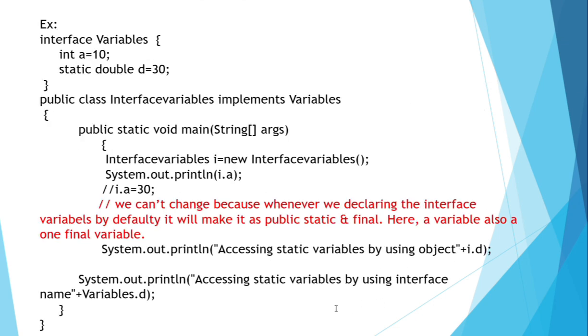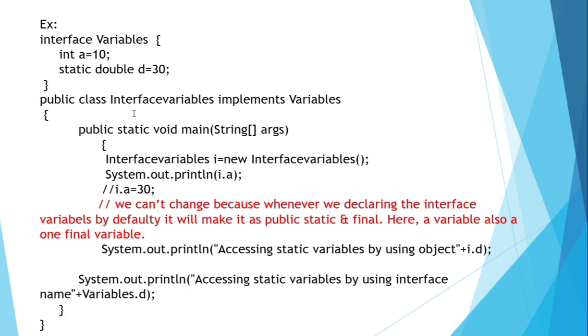This is a small example for interface variables. Here Variables is the name of the interface. Here int A equals 10, and static double D equals 30. Here D is a static variable. Variables declared using the static keyword are called static variables. By default, the interface makes the variables public, static, and final. So these values are constant values because they are also made final.